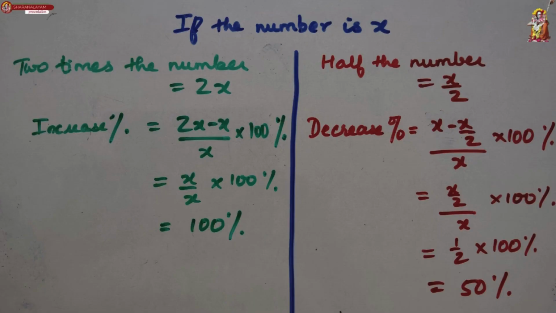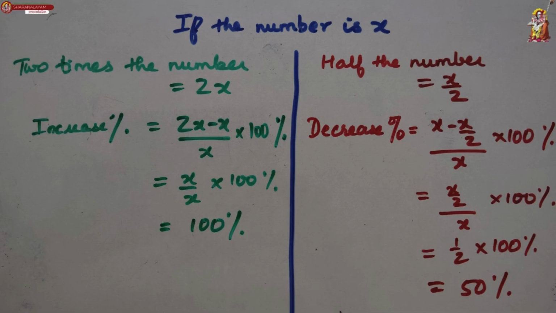At the same time, if you look at the right column, half the number is half of x. So, the decrease percent will be x minus x upon 2, the whole upon x, the original value, into 100. So, decrease upon original value into 100, that comes to x upon 2, the whole upon x into 100, which is half into 100, that is 50%.